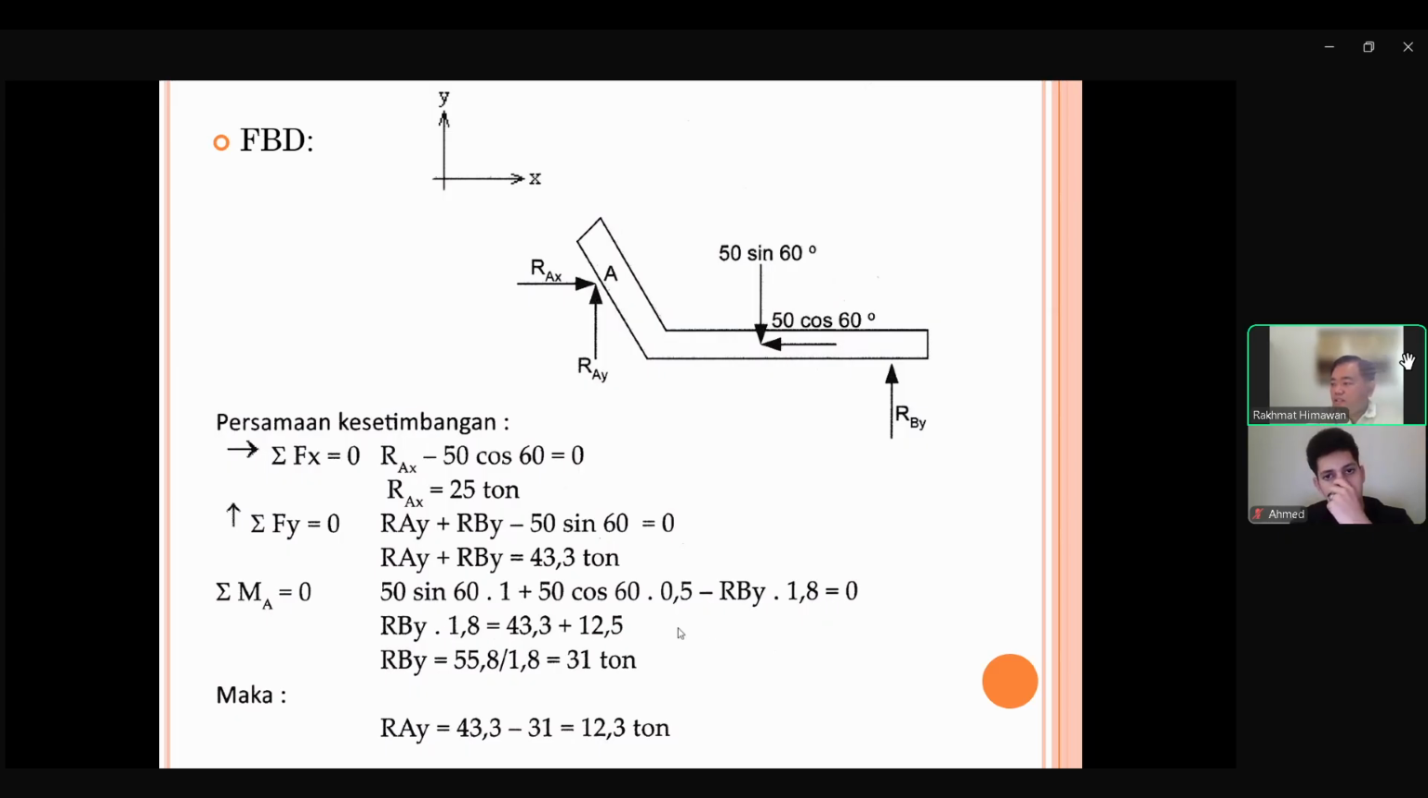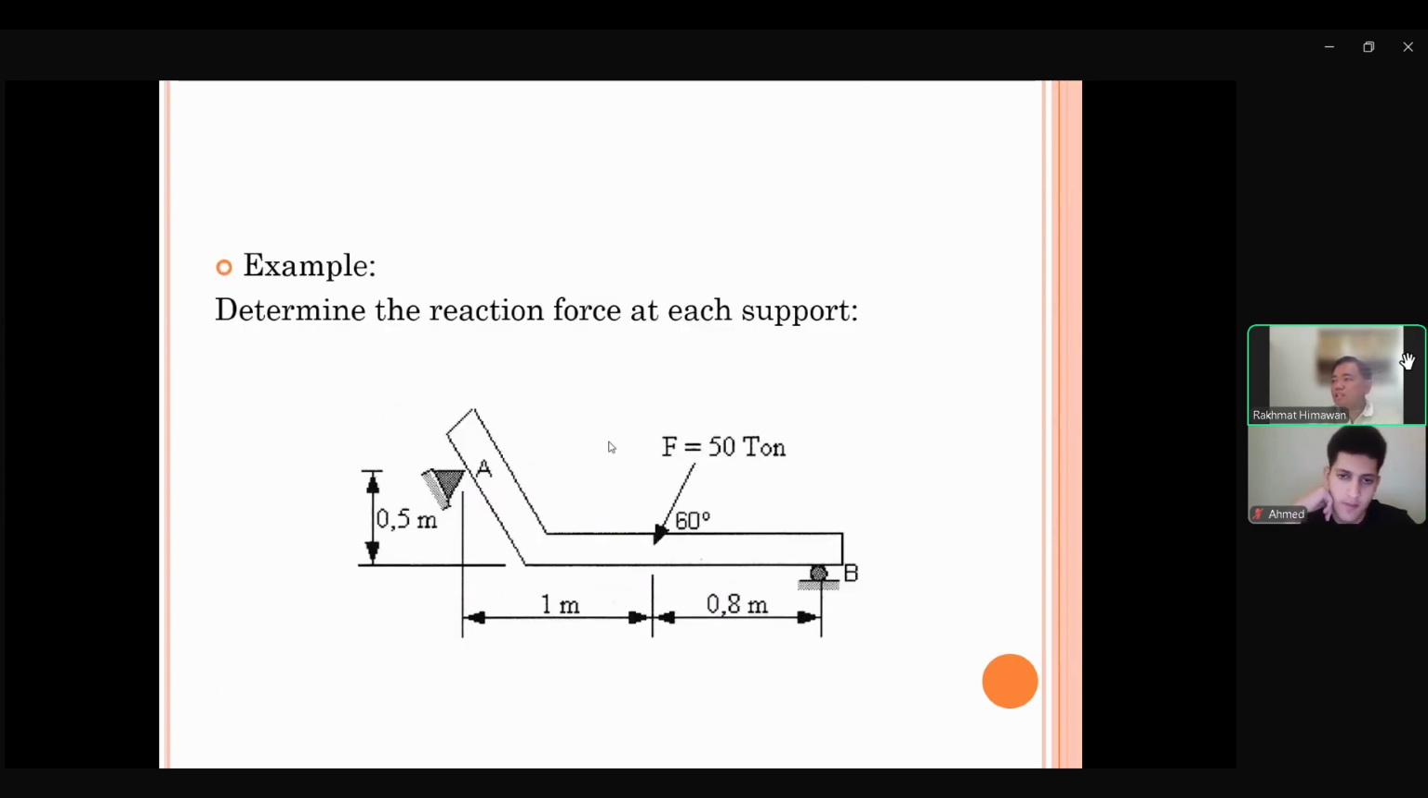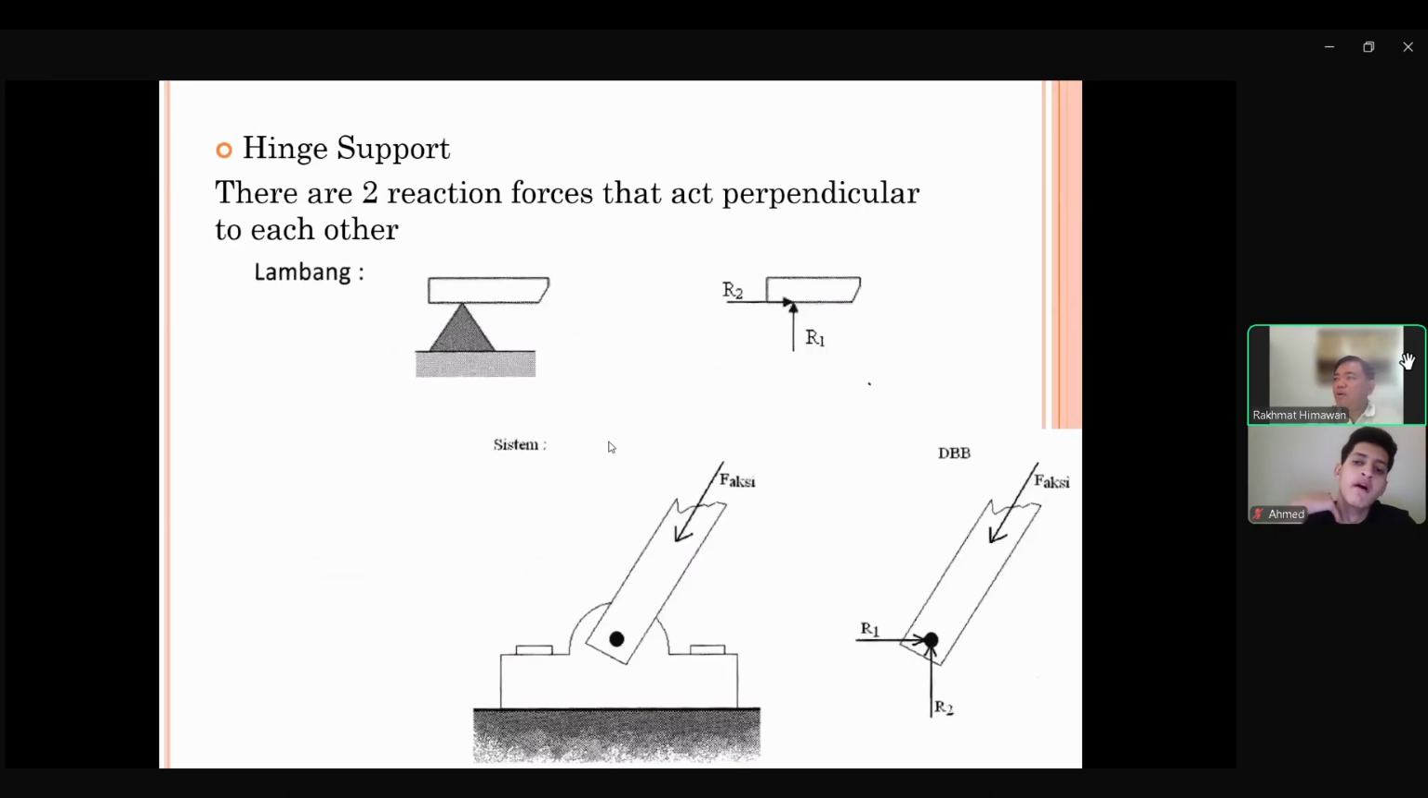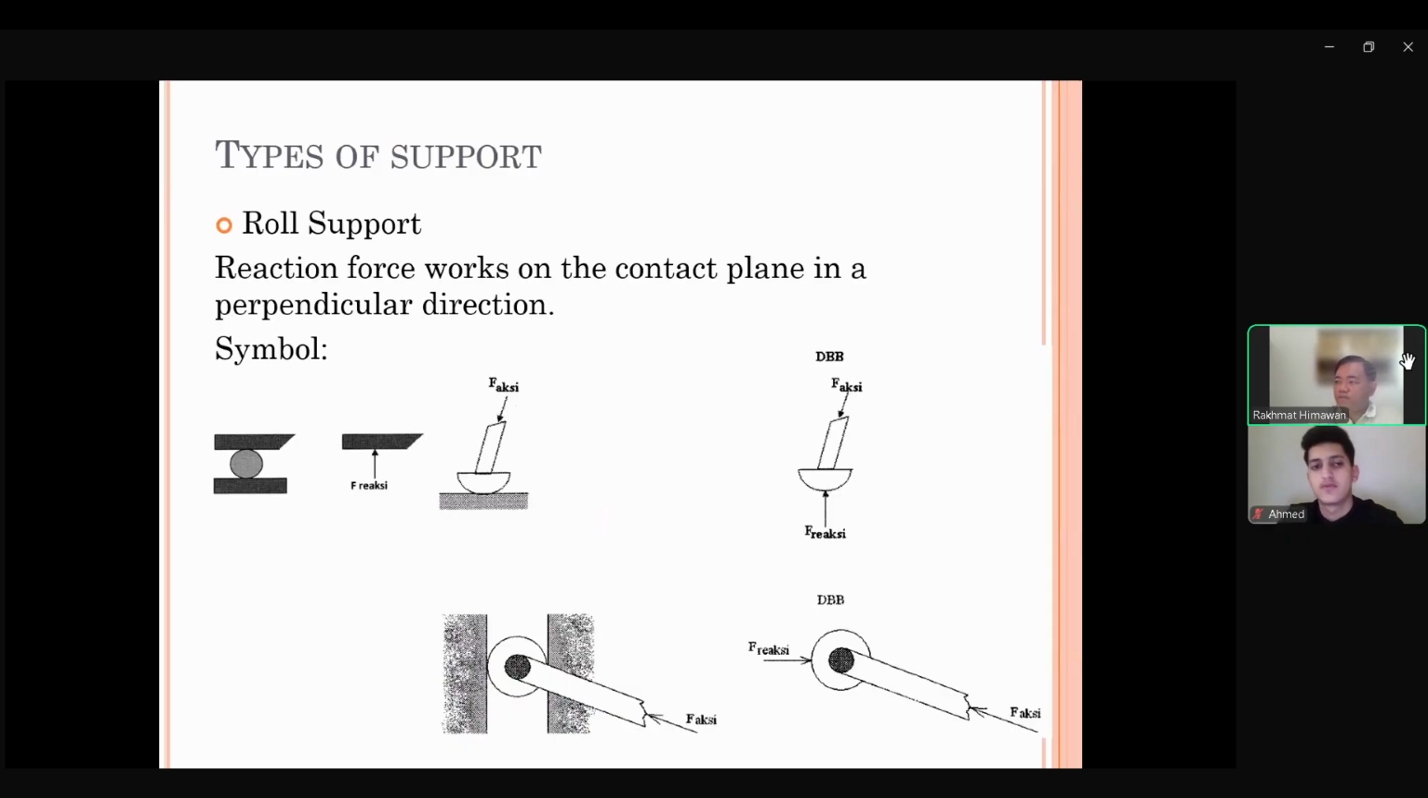So based on this, we can find out that RBY is now 31 ton. Because we know RBY is 31 ton, we can put it in the previous equation. You can get RAY as 12.3 ton. Okay, so just normal calculation like we did, but now how we put the R, how many, and the direction of the R is based on these three: clamp support, hinge support, or roll support.